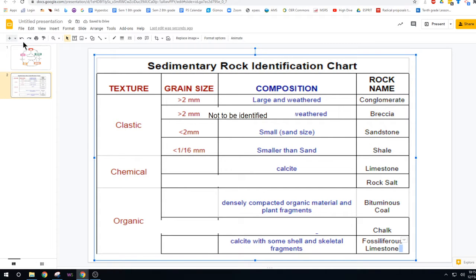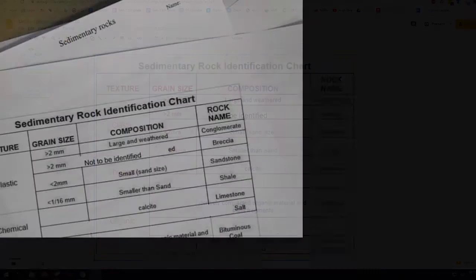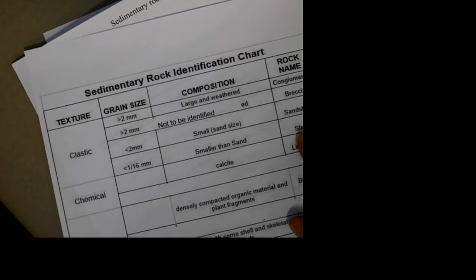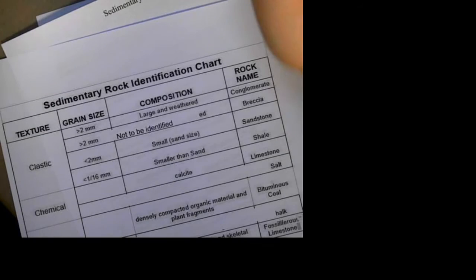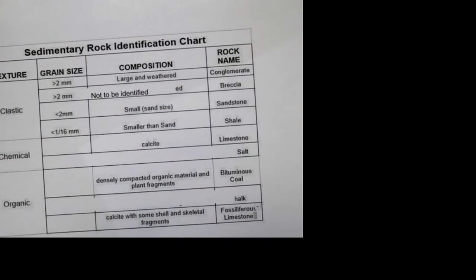Okay, so as we take a look at it, for our clastics, we have conglomerates, sandstone, shale. For our chemicals, we have limestone, and for our organics, we have coal or bituminous coal and organic limestone. I have this set up, and I'm going to try getting rid of some of those. We have that sheet printed off, and I am going to go through them.